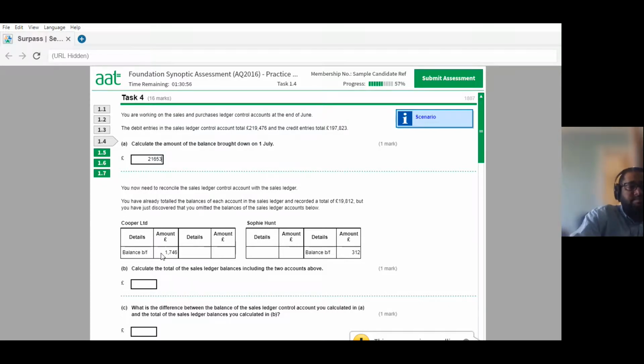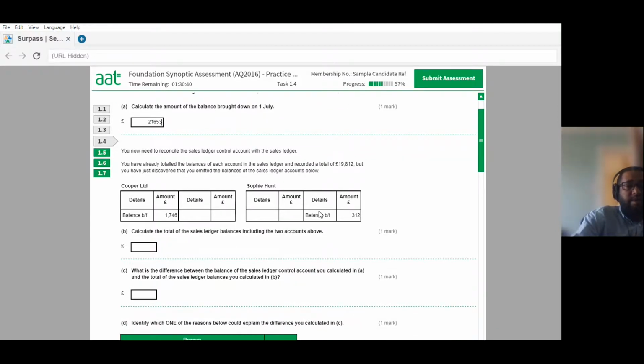So here now, we need to reconcile the sales ledger control account with the sales ledger. You already totaled the balance of each account in the sales ledger, recorded as 19,812 pounds. But you have just discovered you have omitted balances of the sales accounts below. So if you look at that here, there's one for Cooper Limited and one for Sophie Hunt. And they want you to now calculate the total of the sales ledger balances, including the two accounts above. But what you notice straight away is that one account has a debit balance, another account has a credit balance. So what is the meaning of it?